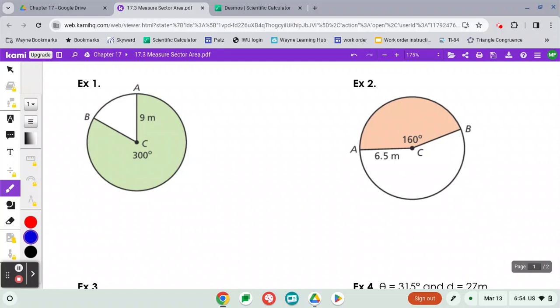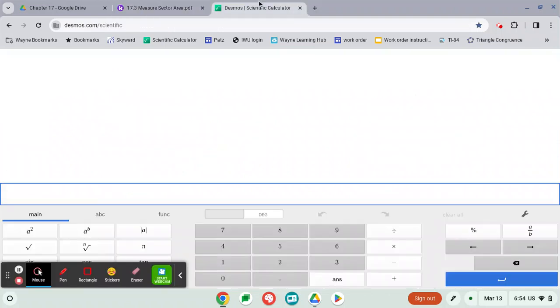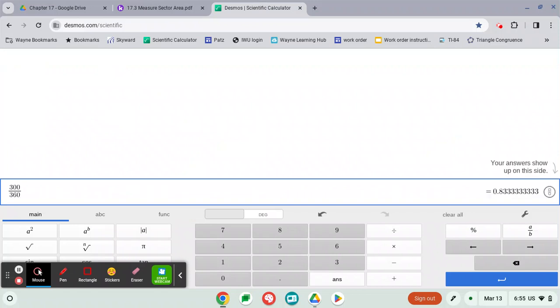If we think about it, pi r squared is our formula for area, so pi times 9 squared. But instead, we're going to have 300 divided by 360 times pi times 9 squared. Once again, desmos.com/scientific is a great calculator, in my opinion, if you don't have access to one of mine. But if you're in my classroom, feel free to grab one, the blue ones.